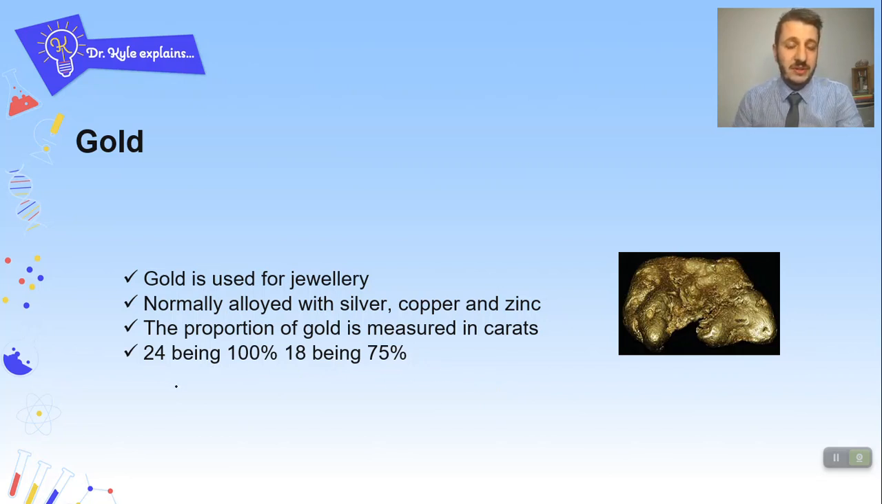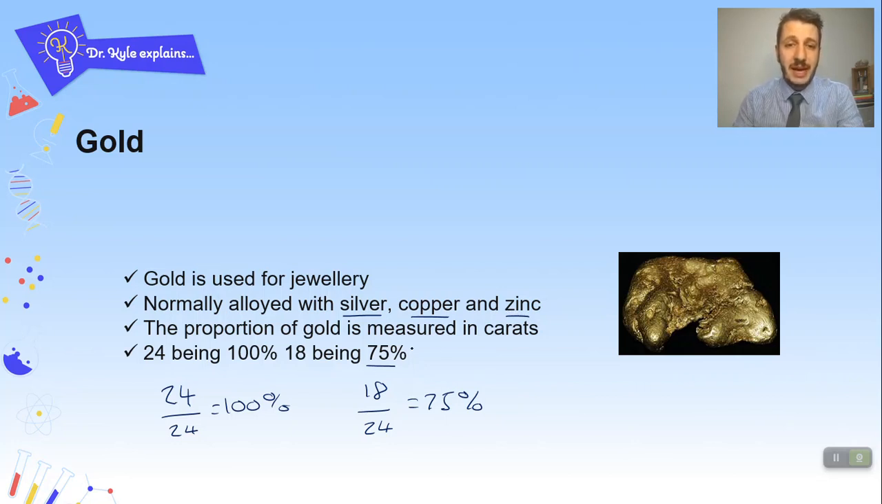Now the way they work this out is really, really simple. You just measure it out of 24. So if you have 24 over 24, that's 100%. And then to work out 75%, you would have 18 over 24, and that equals 75% once you times it by 100. And so pure gold is often not used for jewellery because it's too malleable. Those layers can slide too easily. And so they alloy it with silver, copper and zinc to distort those layers, to stop the layers from sliding.